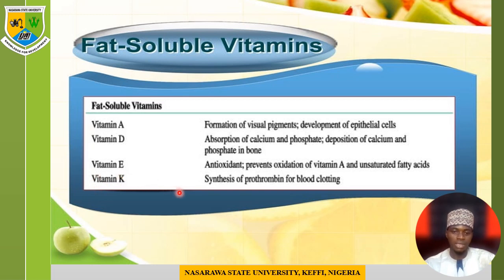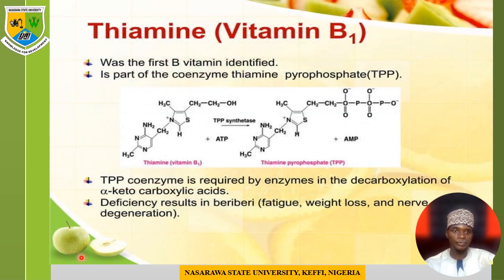Vitamin K helps in the synthesis of prothrombin for blood clotting. So there is what we call blood coagulation cascade. For blood to clot, there is a need for this prothrombin protein, and this vitamin K helps in the synthesis of it. That's why deficiency in vitamin K will make the blood not to clot, and that will lead to excessive bleeding. And once you have excessive bleeding, it means you will lose a lot of blood in your system. So now we are going to look at the water-soluble vitamins one by one.